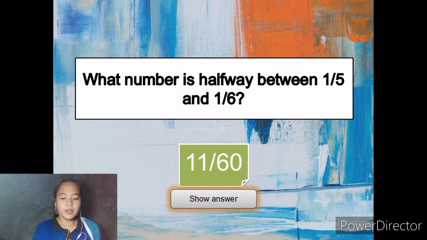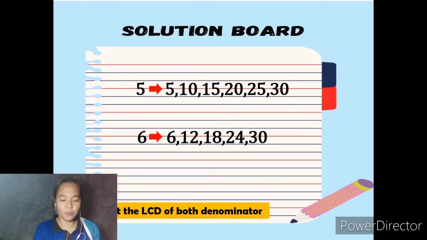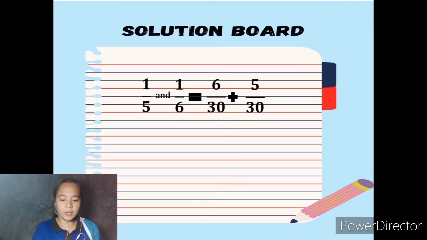So, next, what number is halfway between 1/5 and 1/6? Ito yung, ang sagot is 11/60. Ito yung solution kung paano siya nakuha. Una, get the LCD of both denominators. Yung denominator na dalawa is yung 5 tsaka yung 6. Nakuha, least, so ibig sabihin yung pinakamababa. Yung sa 5 is yung 30 tsaka yung 6 is 30. Kaya nakuha. So, nakuha na natin yung denominator. So, magiging ganito na siya.